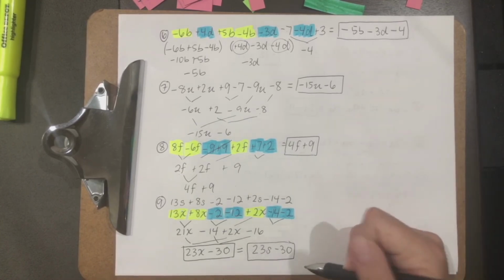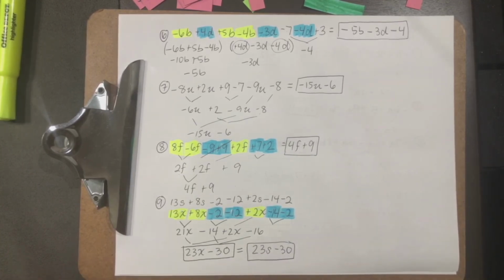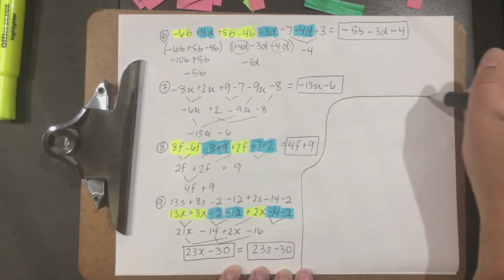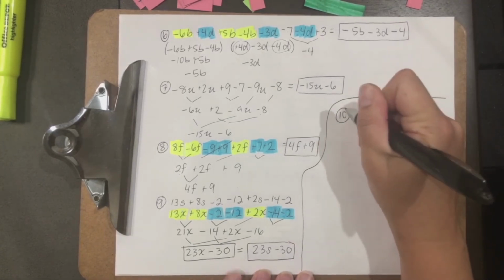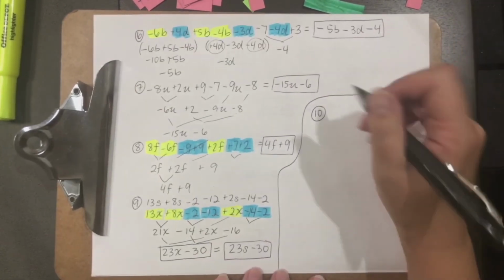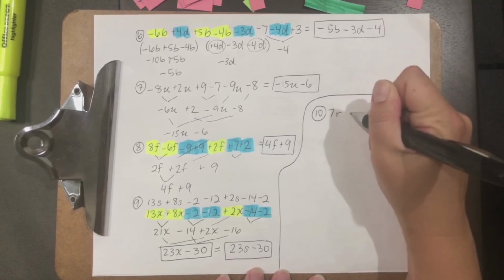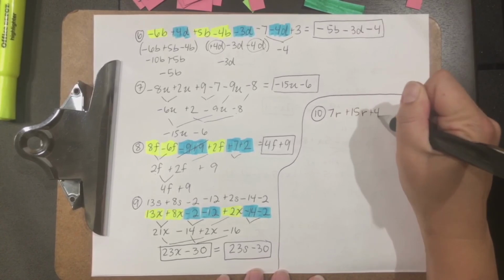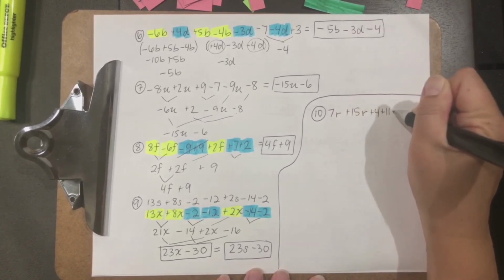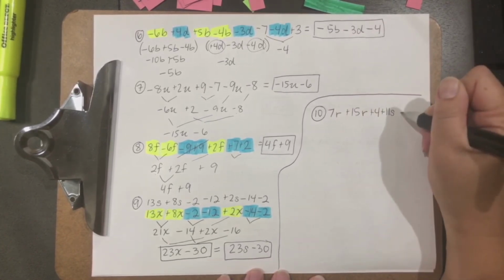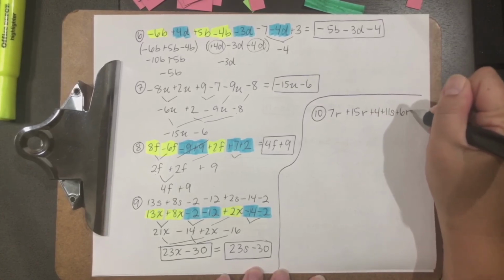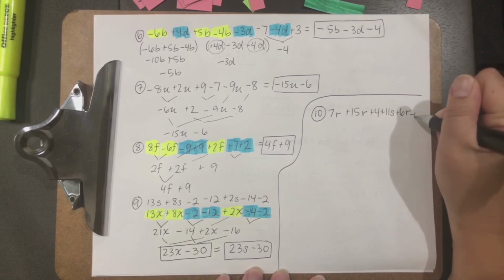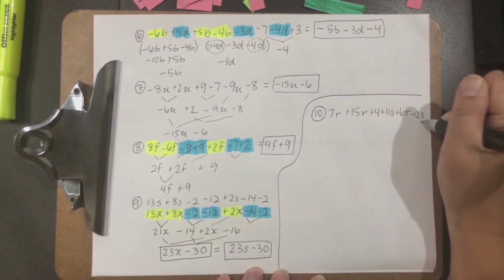And I think I can fit number 10 on this page here and save some paper. So that's what I'll do. Number 10. 7r plus 15r plus 4 plus 11s, oh dear, plus 6r, I'm running out of room, minus 12s plus 2.